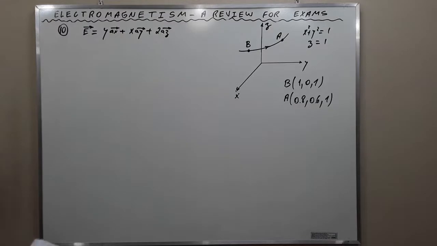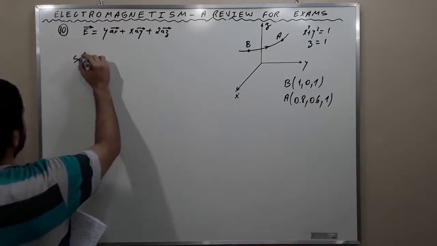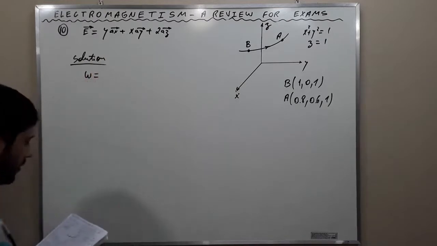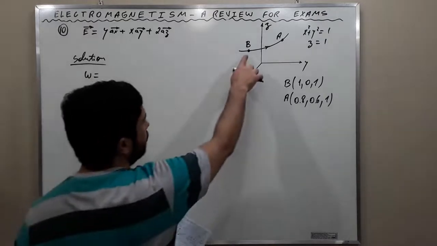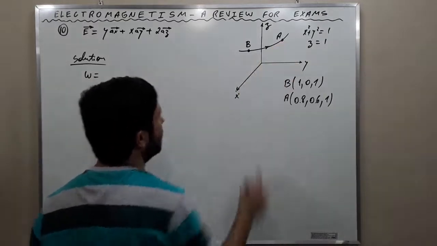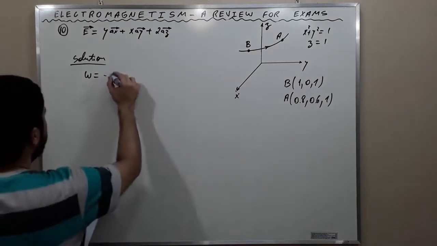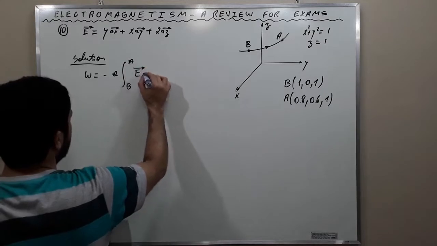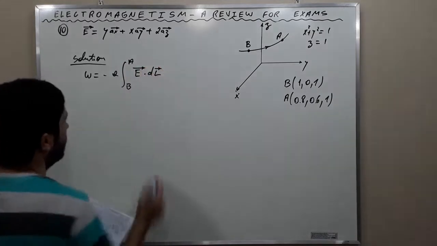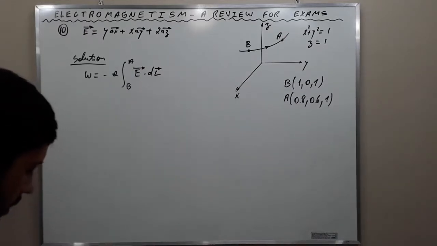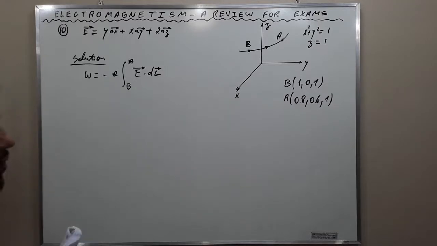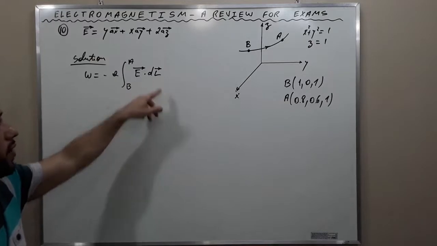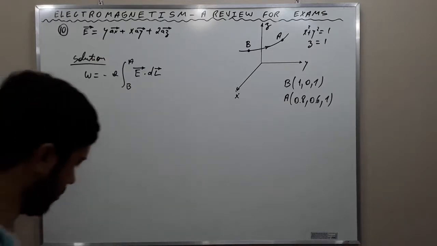Okay, my friends, this is the exercise, and the solution is the work expended in carrying 2 coulombs of charge from B to A along this curved path is going to be negative Q, integral from B to A of E dot dL. Okay, this is a line integral, and it consists of working with the field in this direction and the parametrization of the curve. Let's work with it.